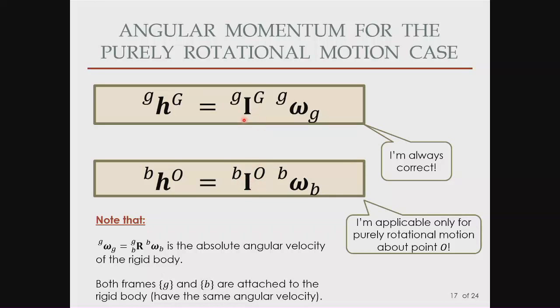These I matrices are different. They have different values inside them. But this definition works in the special case of purely rotational motion. This is good for a special case. This is good always.